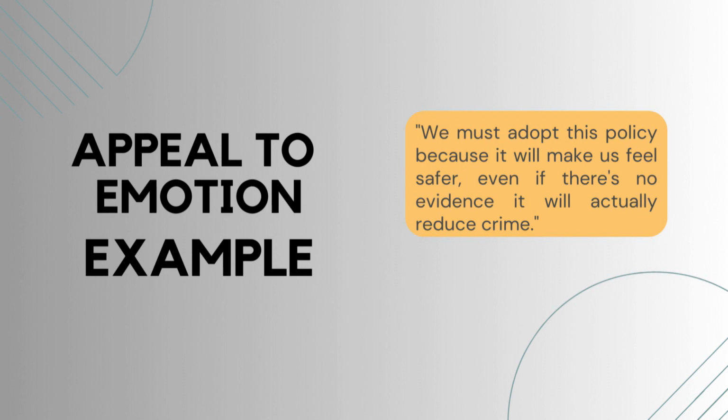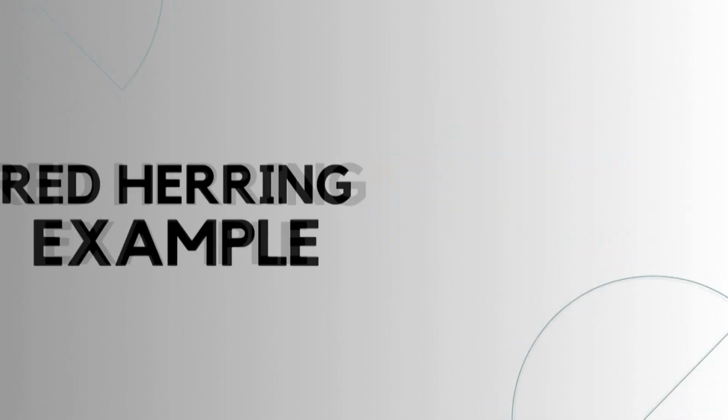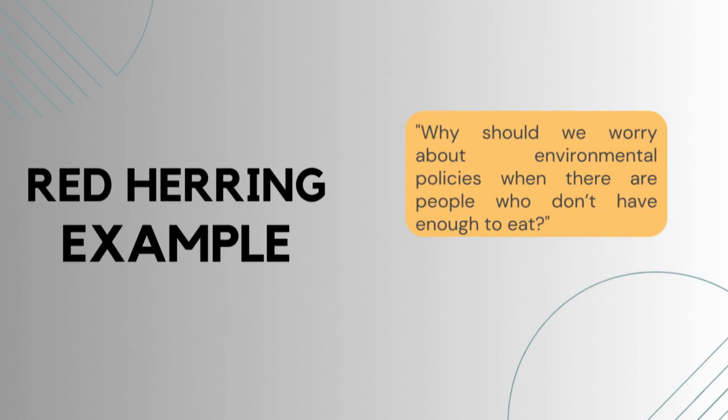This resulted in increased government surveillance and debates about the balance between security and privacy. Red herring example. Why should we worry about environmental policies when there are people who don't have enough to eat? But in real case, in debates about climate change, opponents sometimes bring up unrelated issues like economic instability or unrelated political scandals to distract from the discussion on environmental policy. This diversion can prevent meaningful progress on addressing climate change.